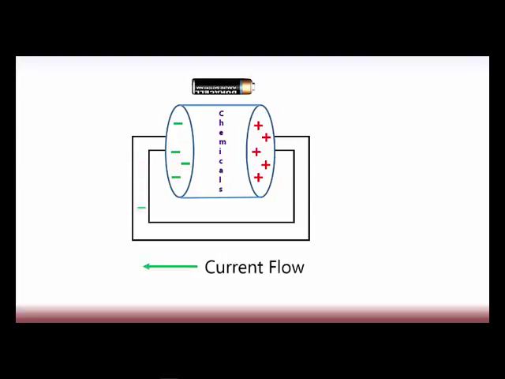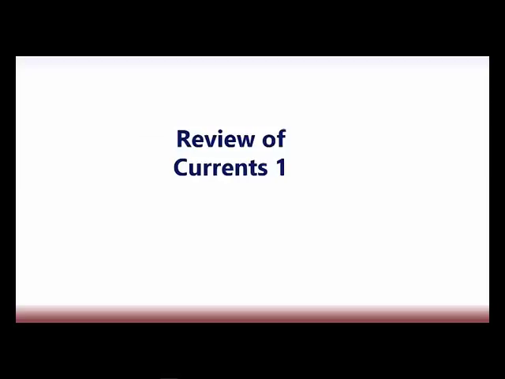One last reminder. Although it is the negatively charged electrons that are able to flow through the metal, current flow is considered to move in the opposite direction, as if the positive charges were moving. Let's check our understanding about what we've learned about currents so far.